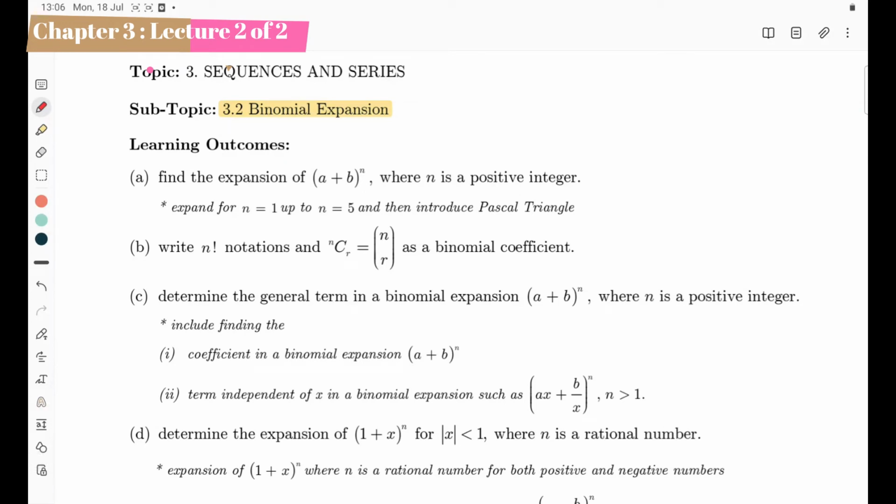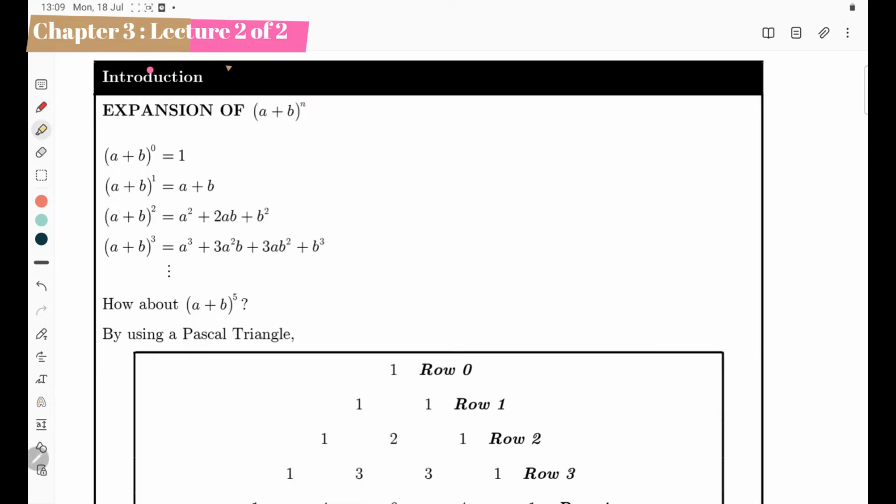We are now in the second subtopic of chapter 3, which is binomial expansion. But before that, we introduce you to the expansion of (a plus b) to the power of n. Using prior knowledge, we know the expansions of (a plus b) to the power of 0, 1, 2, or 3. But how about (a plus b) to the power of 5?